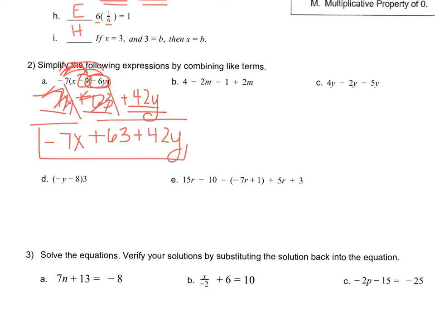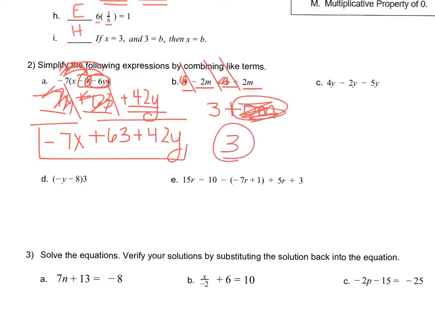If I look at B, I'm going to go ahead and draw my slashes. And let's look. 4 I can combine with negative 1. 4 and negative 1 make 3. Cross them out. Negative 2m and positive 2m make 0m. So I'd write plus 0m. But do I really need to include this? No. So my answer is just 3.